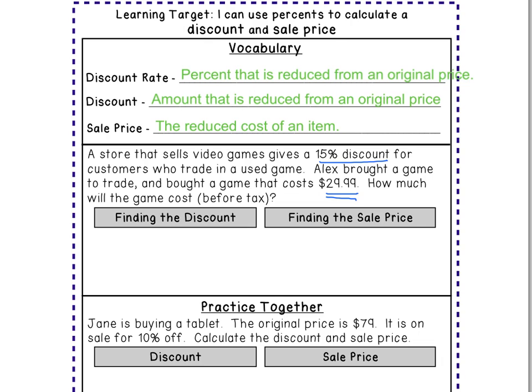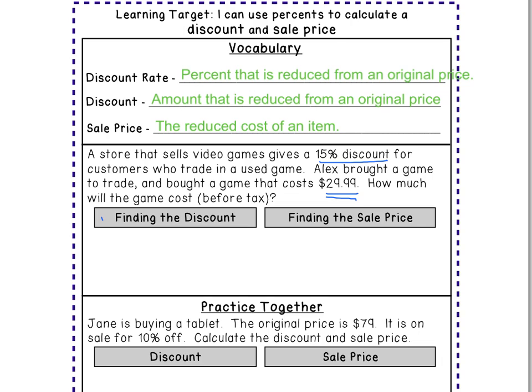There are 2 steps that we need to do. First of all, we need to be able to find out what the discount is. So how much less is Alex going to pay? And then finally, what is the final sale price? So in order to find the discount, we need to combine those 2 pieces of information, the 15% and then the $29.99. So if you think about it, he's going to pay 15% less of that $29.99.